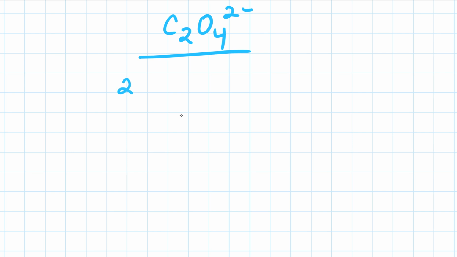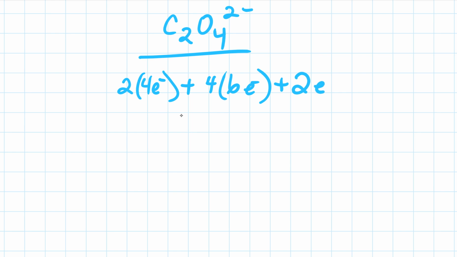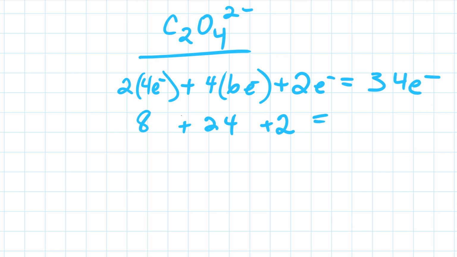So I have 2 carbons, each contributing 4 valence electrons, plus 4 oxygens, each contributing 6 electrons, plus 2 more electrons because it has a negative charge. Let's see. We have 8 here plus 24 plus 2. I believe that is 34 electrons that we have to account for.